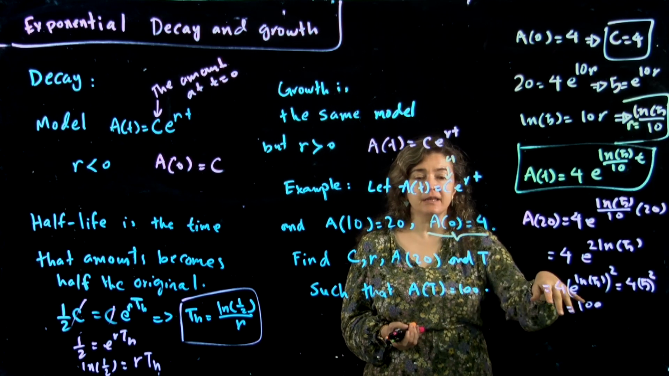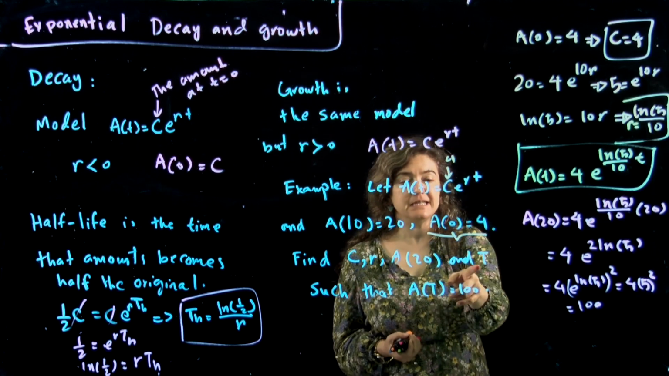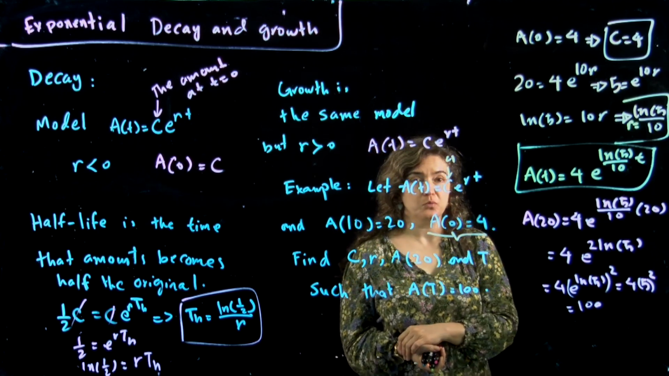Now, the last part of this question is asking, find t such that a of t is equal to 100.